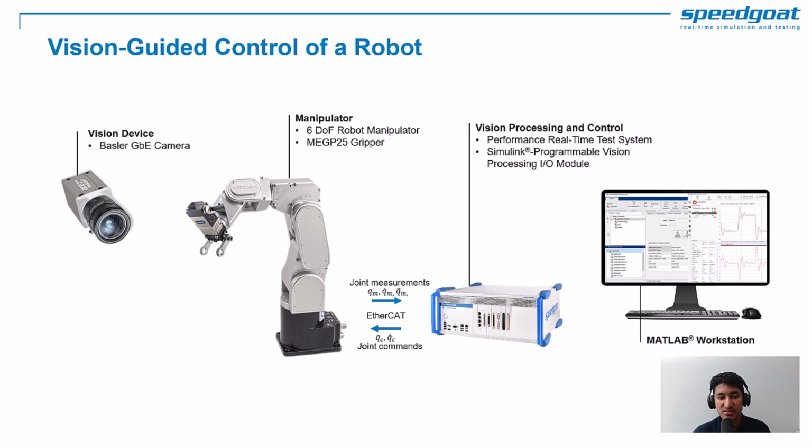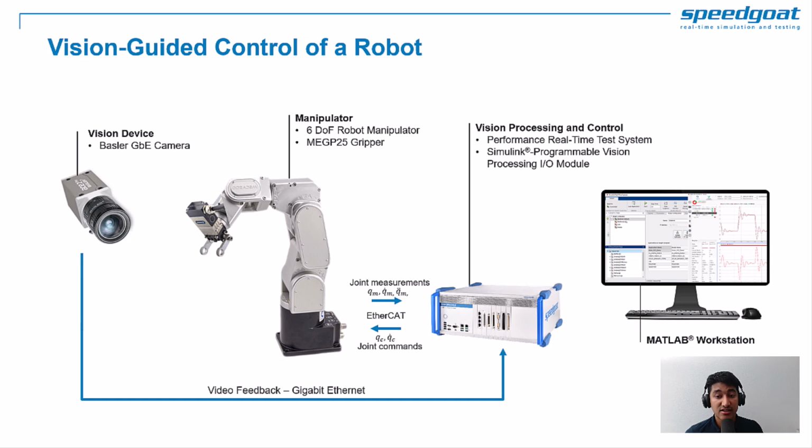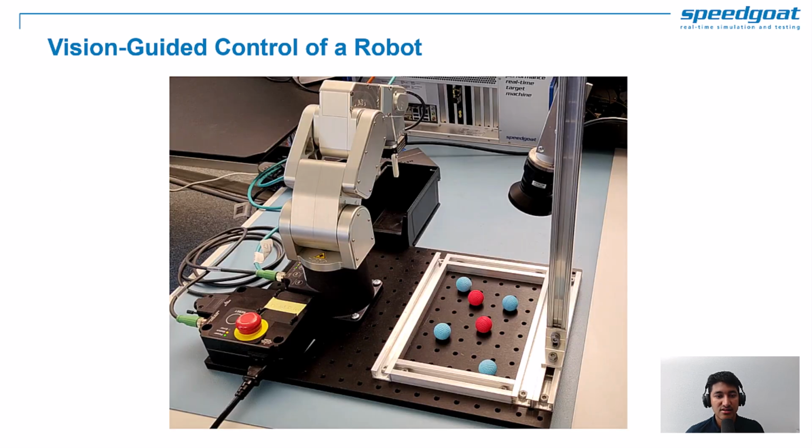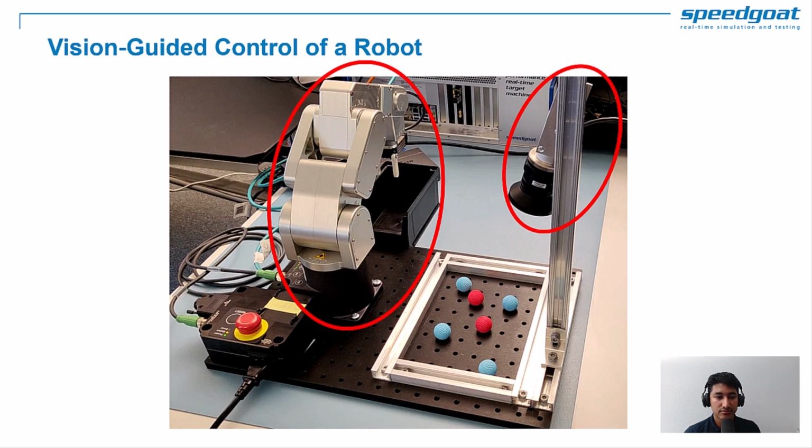Note that the Performance real-time test system is equipped with a Simulink programmable vision I/O module. This takes care of the challenge of processing high resolution video in real time, which requires a lot of processing power. This is the hardware setup for testing. As a placeholder for physiological markers, we are simply using differently colored balls, where the red ones represent the physiological markers that need to be removed. The camera is mounted at a fixed angle overhead and on the opposite side of the robot.